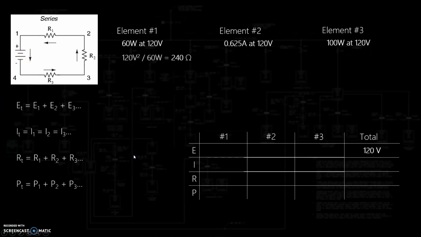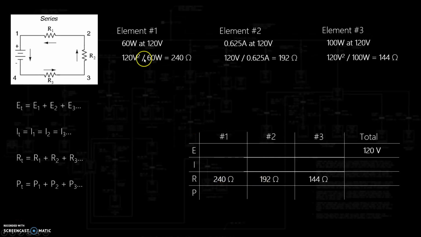So we got that. Next, we're going to find fixed resistance of each element using Ohm's law. And I won't drag you through all the details, but if we use Ohm's law to do that, we should get 240 ohms for element 1. We should get 192 ohms for element 2, 144 ohms for element number 3. So we can throw those values right in our table down here, right? And just like last time, we can find our total simply by adding all these up according to our resistance rule for series circuits. So we go ahead and do that. We get 576 ohms total.